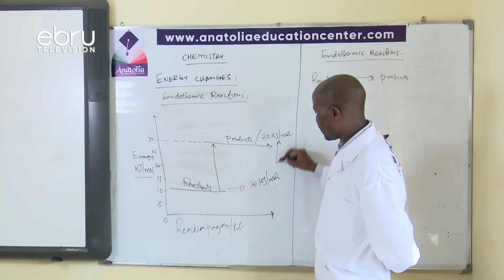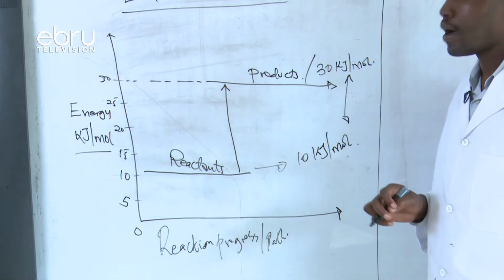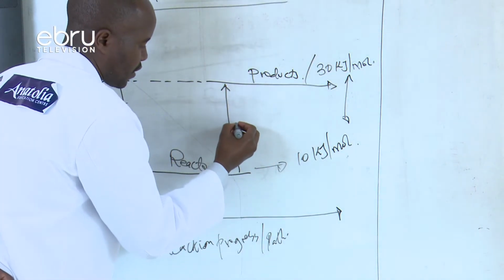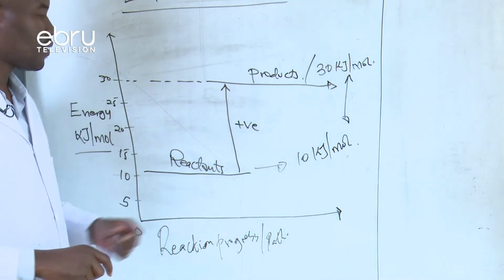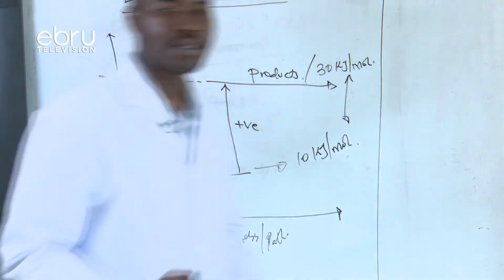This difference between the reactants and the products gives us a positive value. So the endothermic reactions, they are always positive because the reactants will have less energy than the products.